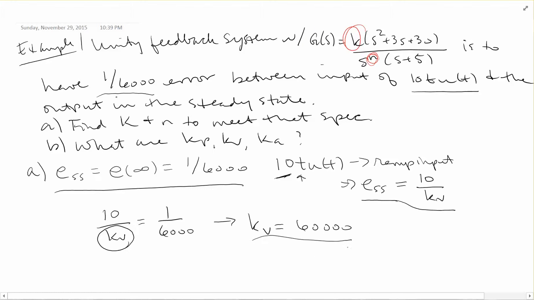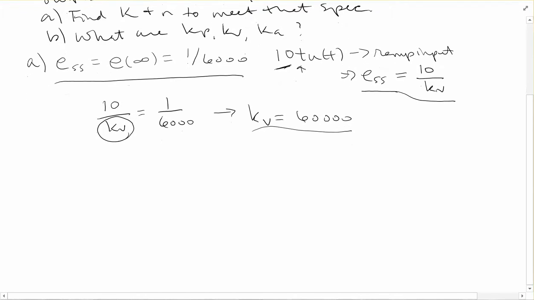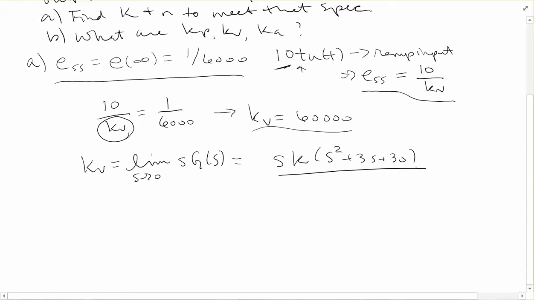Alright, so now we've got that. Now what are we going to do with that? Well, let's see what Kv is equal to. So if you remember, Kv is equal to the limit as s goes to 0 of s times G(s). Now we have the equation for G(s) that was given. So let's go ahead and multiply that by s. So we're going to have s times K times (s squared plus 3s plus 30) over s to the n times (s plus 5). Okay?